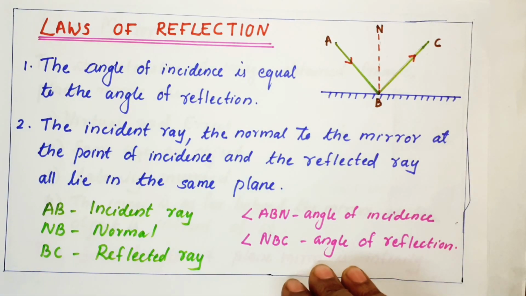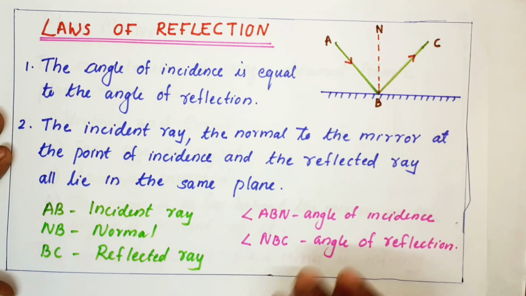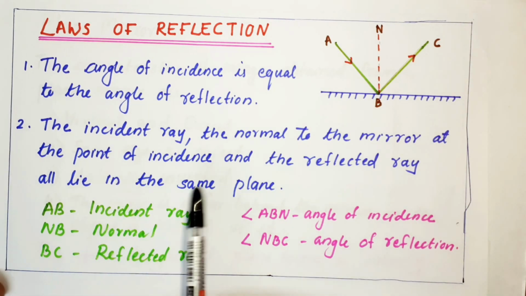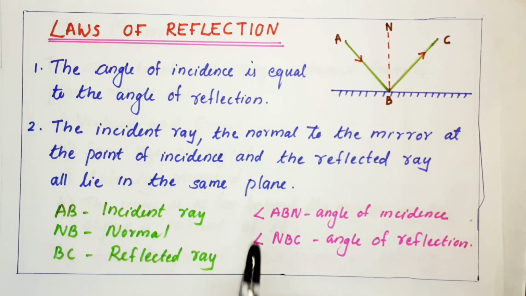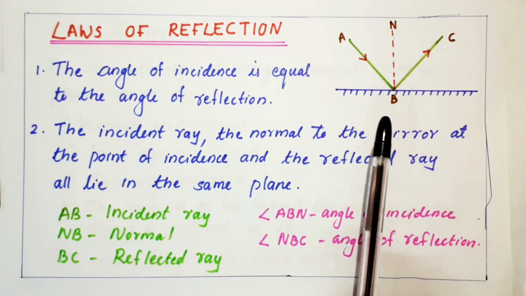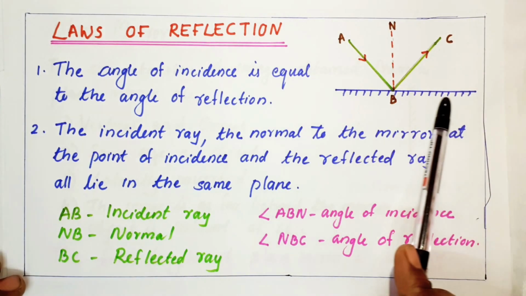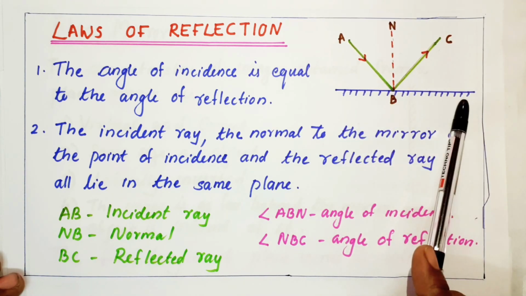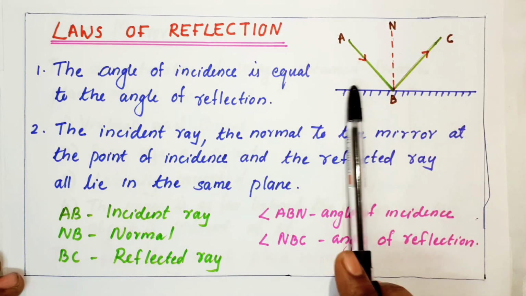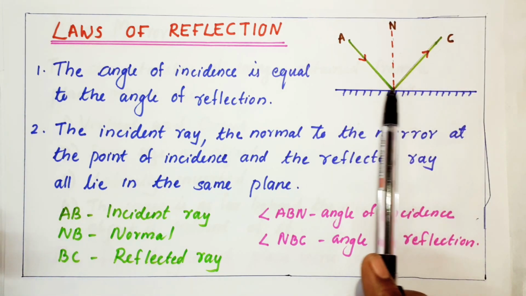Next, laws of reflection. I told you about the reflected light. Here you see the diagram. This is a reflecting surface. This shaded portion is a reflecting surface. It may be a polished surface, like our mirror.